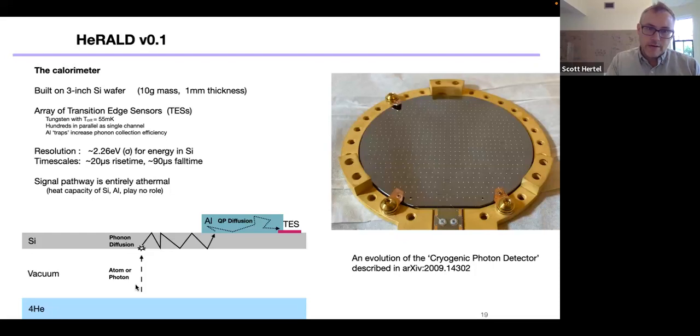And I just want to emphasize this is all entirely athermal. So incident energy, an atom or a photon, hits the silicon. It produces an athermal population of phonons in the silicon. They produce a population of quasi-particles in the superconducting aluminum, which then diffuse into the transition edge sensor. So it's all athermal, and that makes it relatively fast compared to previous work looking at these things.